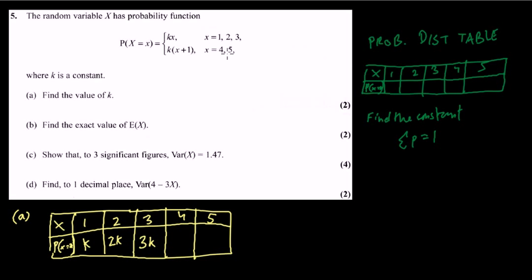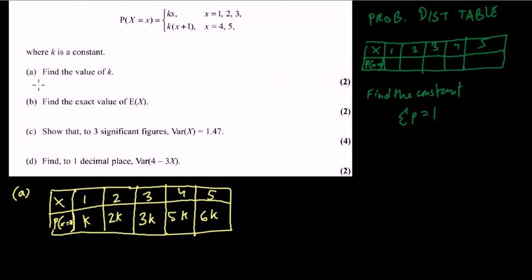Now for the next two random variables we have to use a different rule for finding the probability. It has to be (x plus 1) into k. So for 4 it will be 4 plus 1, meaning 5k. For 5 it would be 5 plus 1, meaning 6k. Okay, so now that we have the probabilities written out like that, we can just add them up and find the constant. So find the value of k.